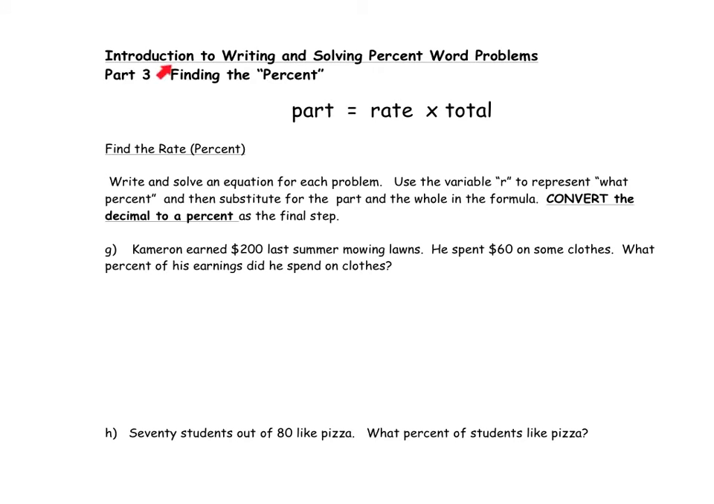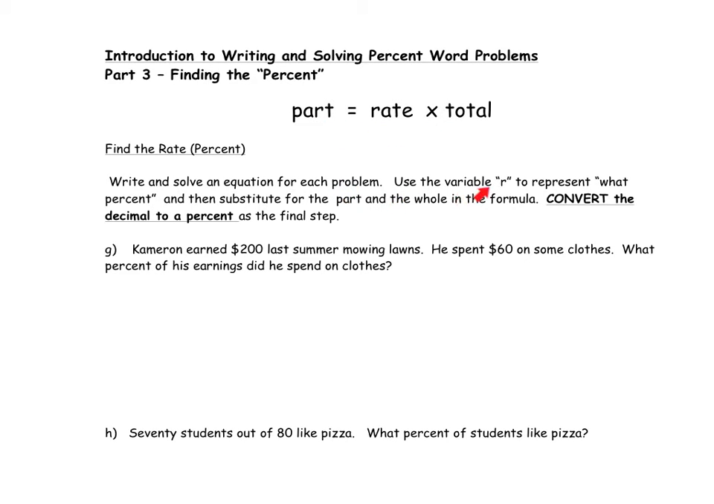Today we're going to continue our work on the introduction to writing and solving percent word problems. This is part 3, finding the percent. This may be perhaps the most challenging, but we'll wait and see whether you find that to be true. We're going to write and solve an equation for each problem. There is another method, the proportion method, but we're going to finish this equation method.